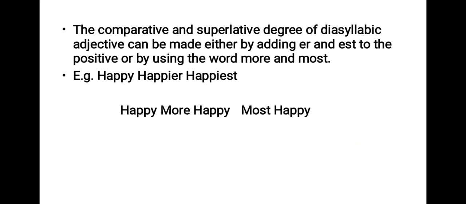The comparative and superlative degree of dissyllabic adjectives can be made either by adding er and est to the positive, or by using the words more and most. As we have seen, monosyllabic words were formed by just adding er and est to them, but here in disyllabic words we can say happy, happier, happiest, or happy, more happy, and most happy. हम इसको हैप्पी को हैप्पियर एंड हैप्पीएस्ट में भी कन्वर्ट कर सकते हैं, और इधर वी कैन से हैप्पी, मोर हैप्पी एज इन कंपैरेटिव फॉर्म, एंड मोस्ट हैप्पी इन द सुपरलेटिव फॉर्म.